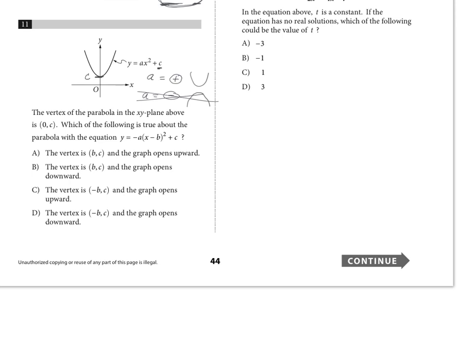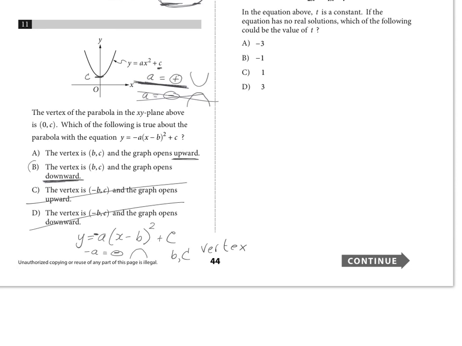Which of the following is true about the parabola with the equation y equals negative a, parenthesis, x minus b, all squared, plus c? Well, this is vertex form of a quadratic function. Normally in vertex form, we have y equals a, x minus b squared plus c, where (b, c) is our vertex. And so that's out, and that one is out as well. Now the only question is, does it open upward or does it open downward? In our question, we have a minus sign on that a, but we know from above that a is positive. Therefore, negative a is actually going to be negative, and that's going to cause our graph to open downward. So the answer is B.